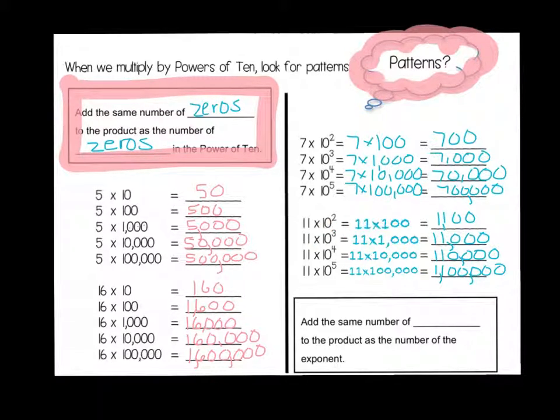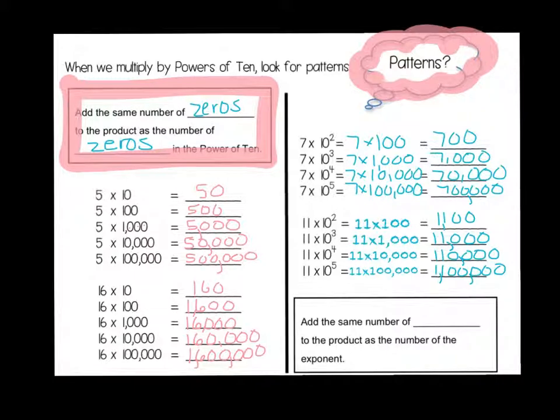In the next problem, I have 10 to the third power, so that's going to be the same as multiplying 11 by 1,000. So I wrote down my 11, and I counted 1, 2, 3 zeros, giving me an answer of 11,000. And in my next problem, 11 times 10 to the fourth power is multiplying 11 times 10,000. So I wrote my 11 and counted 1, 2, 3, 4 zeros, added my comma, and gave me an answer of 110,000. And my final problem, 11 times 10 to the fifth, is the same as multiplying 11 times 100,000. So I have 1, 2, 3, 4, 5 zeros, and that gives me 1,100,000.